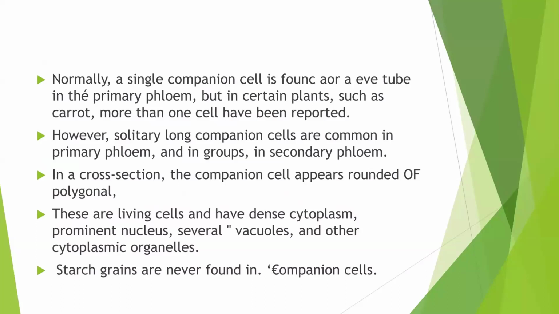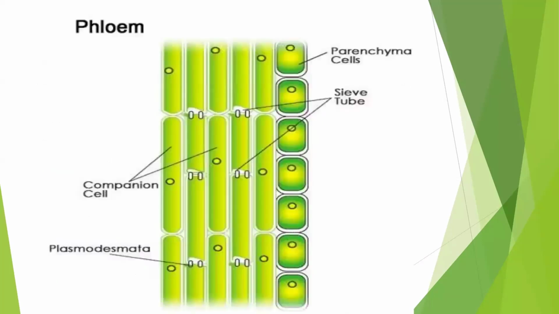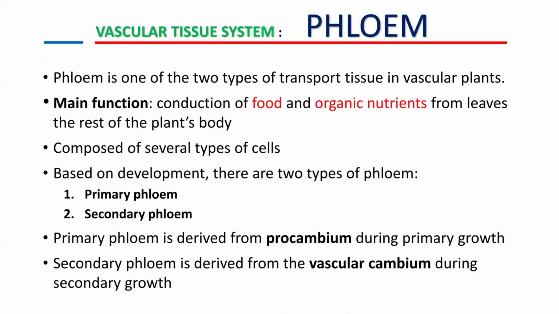So these are living cells and have dense cytoplasm, a prominent nucleus, and several vacuoles and other cytoplasmic organelles. Starch grains are never found in the companion cells. So these are the companion cells, and here the plasmodesmata, sieve tubes, and parenchyma cells.